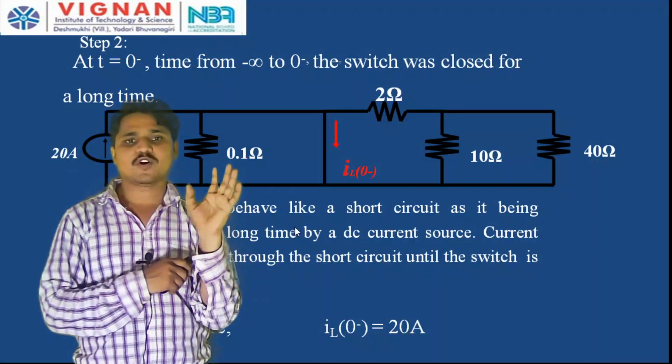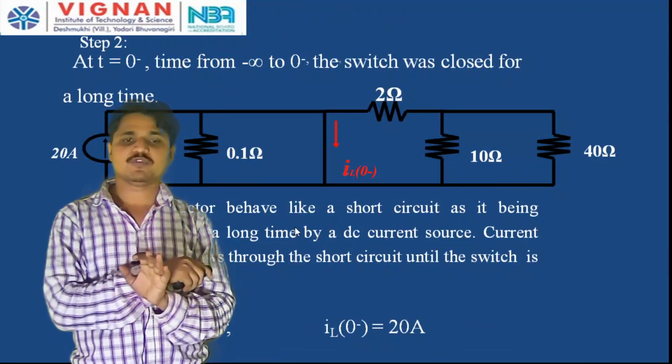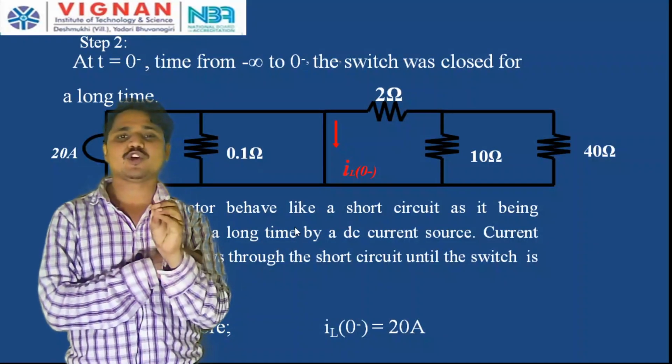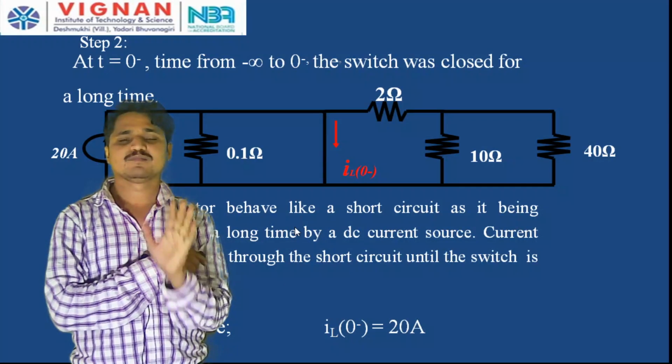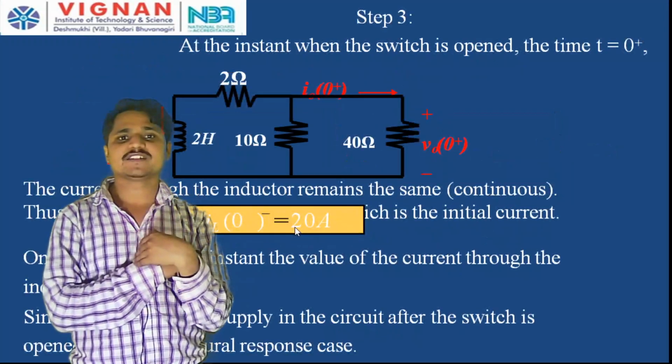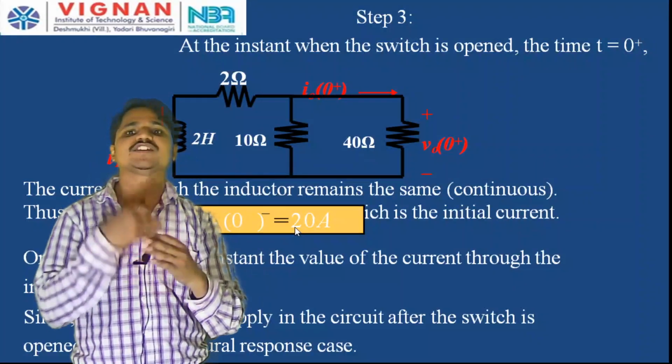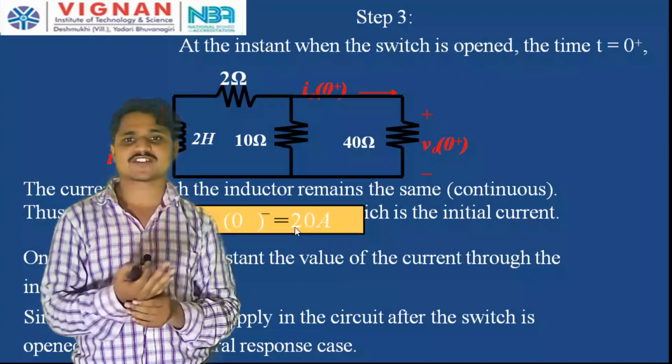Now, the next step is step 3. In step 1 we found the time constant, and in step 2 we found the current flowing through the inductor, the initial current before the switching action. Step 3 is at the instant when the switch is open, that means after the switching action.